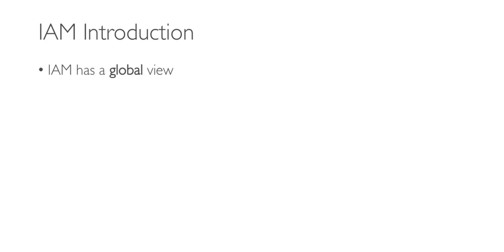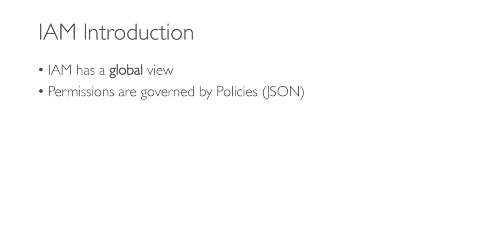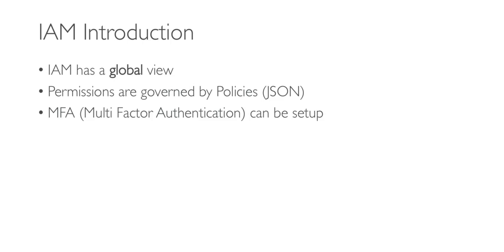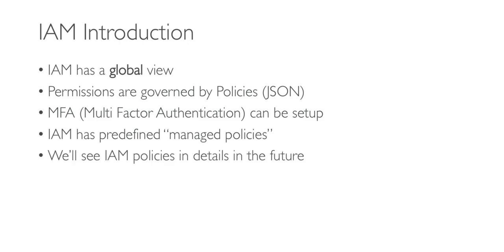Now, IAM, you should know, has a global view. When you create a user or a group or a role in your AWS account, it will be across all the regions, and that kind of makes sense. As I said, the policies are in JSON. You can enable multi-factor authentication for your root account and for your users, and that's strongly recommended. Now, IAM comes with managed policies, so basically you don't need to rewrite the whole policies. You can reuse some that Amazon put together for you for ease of management. And we'll see in depth and length how to create IAM policies. Right now, we'll just take it easy and do a soft introduction.